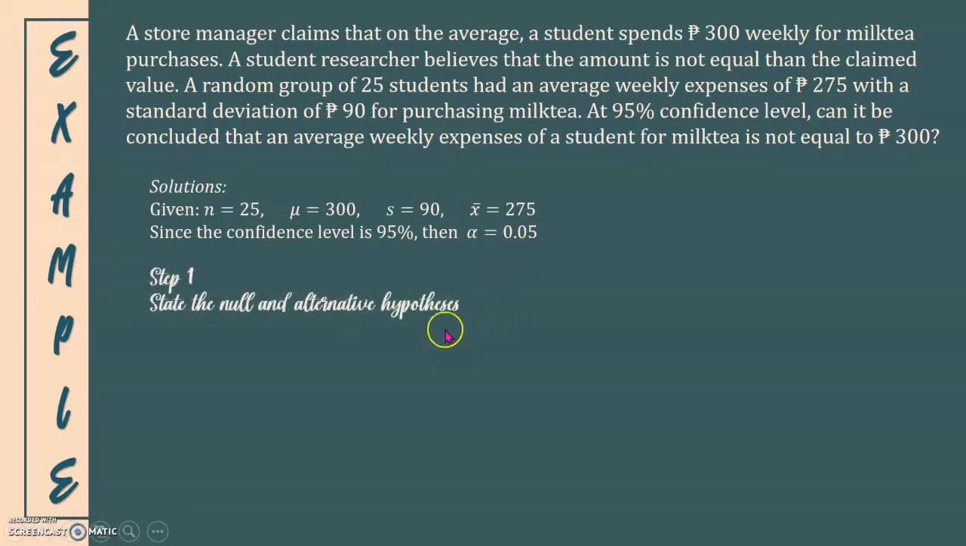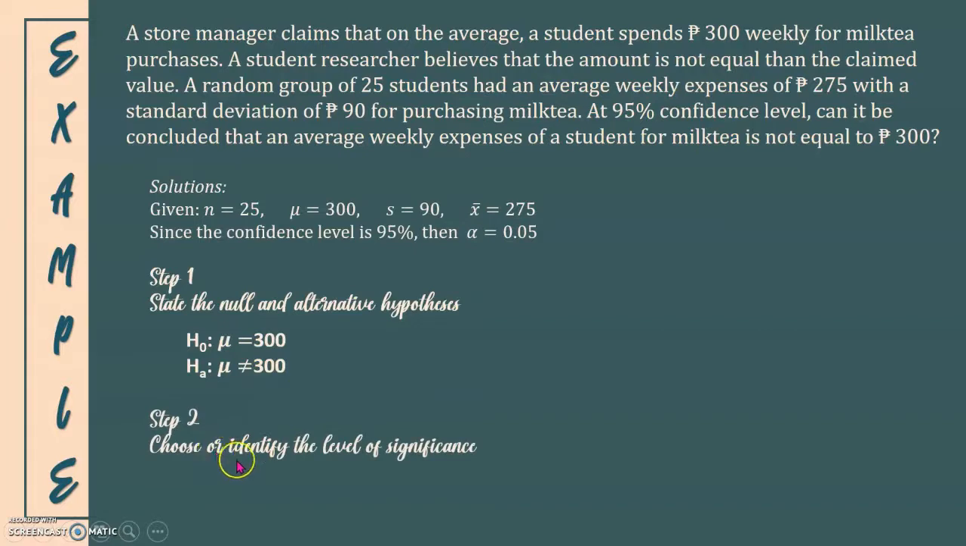So step 1, state the null and alternative hypothesis. We already know that our null hypothesis is that the population mean is equal to the claimed value, which is 300. And since it is stated here in the problem, can it be concluded that the average weekly expense of a student for milk tea is not equal to 300 pesos, meaning to say our alternative hypothesis will be written such as mu is not equal to 300 pesos.